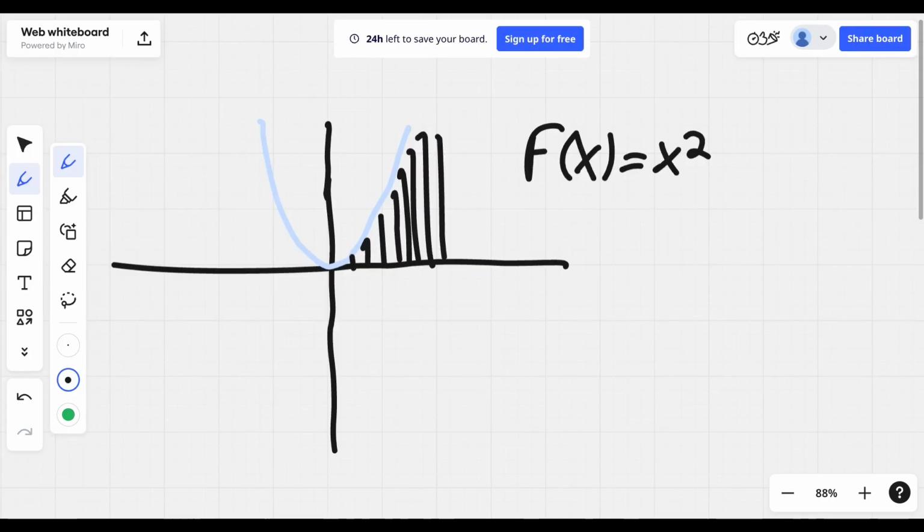Each rectangle gives a little piece of the area, and as we add more and more of them, our estimate gets closer to the actual area. Now imagine making the width of those rectangles super small, infinitely small. That's what an integral does. It takes the limit of all of those rectangles and gives us the exact area under the curve.